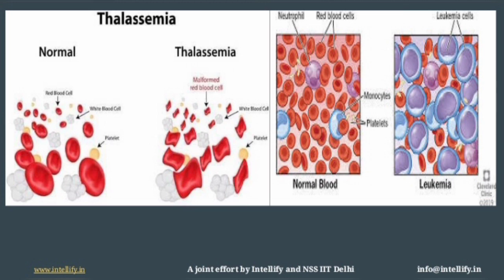Thalassemia involves less oxygen carrying protein and fewer red blood cells in the body than normal. And leukemia is a cancer of blood forming tissues including bone marrow. It hinders the body's ability to fight infection.